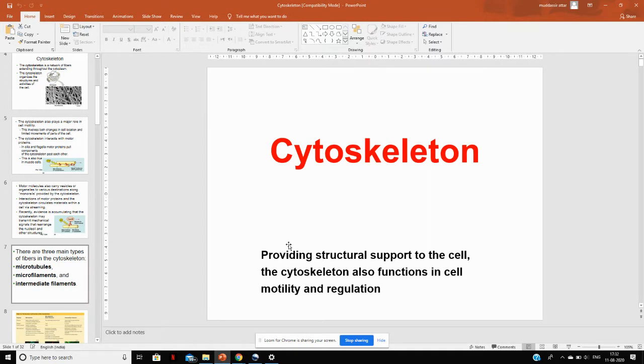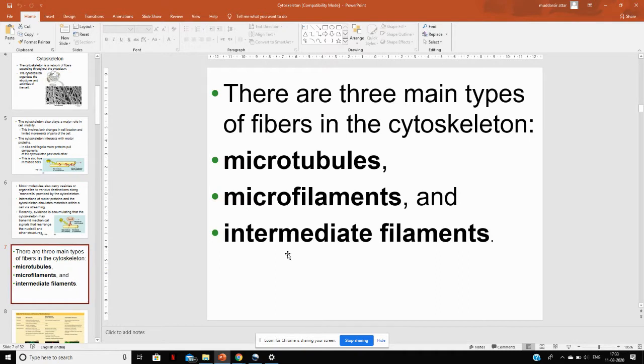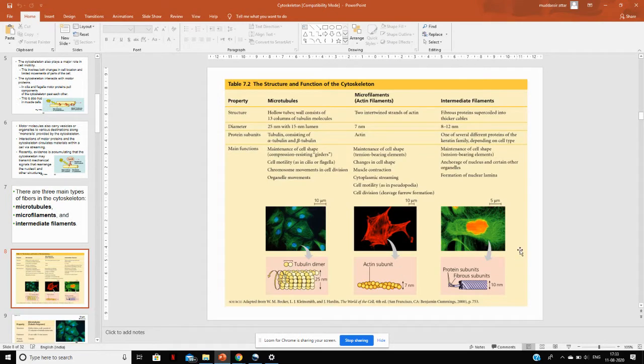Basically, there are three types of cytoskeleton structures. As mentioned on the screen, there are three main types of cytoskeletal structures, which are also called cytoskeletal fibers. Those are microtubules, microfilaments, and intermediate filaments. The basic difference between these three can be understood in an easy manner.